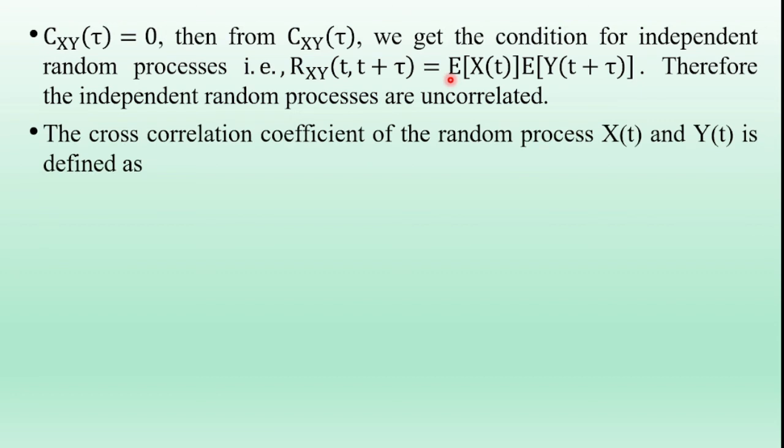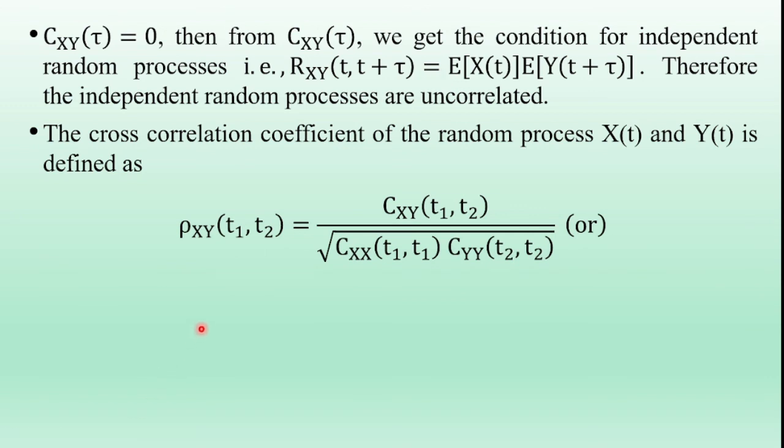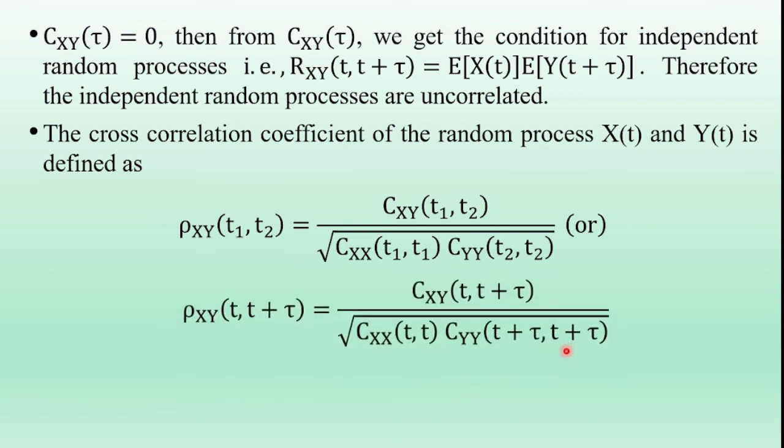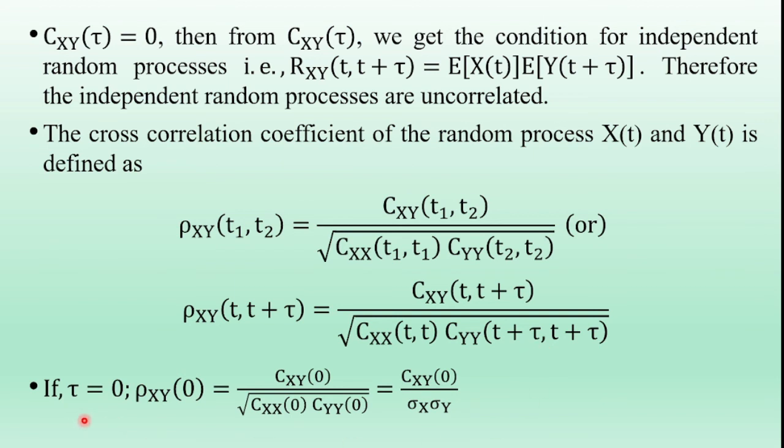The cross-correlation coefficient of the random processes X(t) and Y(t) is given by rho_XY(t1, t2) is equal to C_XY(t1, t2) divided by the square root of C_XX(t1, t1) C_YY(t2, t2). In this equation, substitute t1 equal to t and t2 equal to t plus tau. Therefore, rho_XY(t, t plus tau) is equal to C_XY(t, t plus tau) divided by the square root of C_XX(t, t) C_YY(t plus tau, t plus tau). In the above expression, substituting tau equal to 0, rho_XY(0) is equal to C_XY(0) divided by sigma_X into sigma_Y. So this is the concept of the cross-covariance function of the random processes.